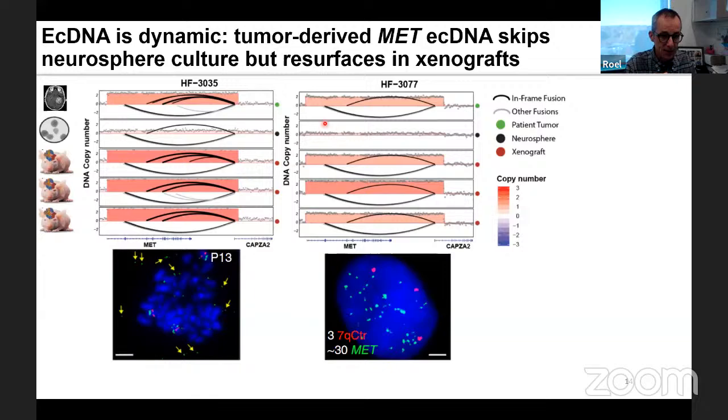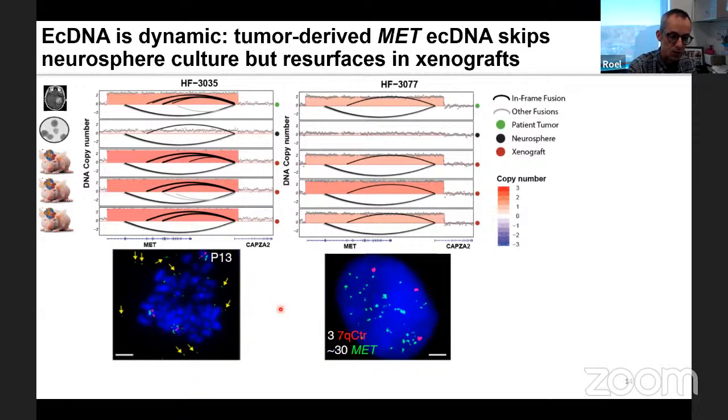Again, look at the DNA segment boundaries. This is the exact same amplification. So now when the cells were put back into the brains, into their quote unquote natural environment, there's a selection for cells containing MET. And therefore the MET amplification reappears. So this is suggestive of a very strong selective pressure, first against MET-containing cells and then for MET-containing cells. And here's just the FISH evidence that indeed this is an extrachromosomal amplification.